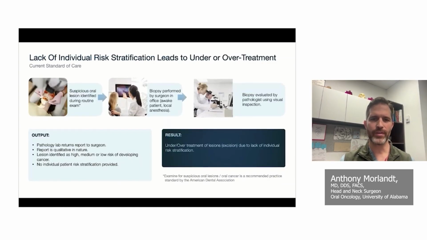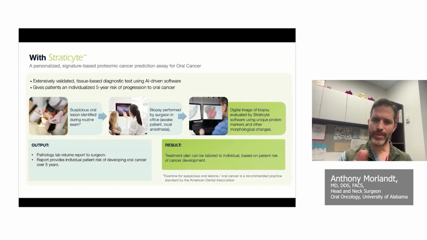And so this is the standard we're all used to, the way we were all trained. We have a patient who has a suspicious lesion seen by the dentist. They're sent to us for a biopsy. We send that to histopath, and we get results back with ambiguity. But now the same exact process is followed. We don't have any new biopsy that's required. Your exact same procedure can be performed, and that tissue is sent to your pathologist, and then that same tissue can also be sent for STRATICYTE testing.